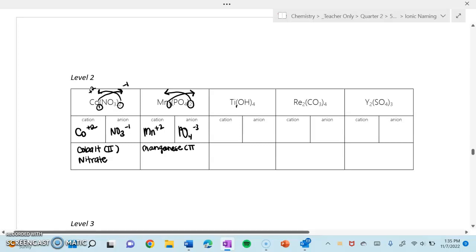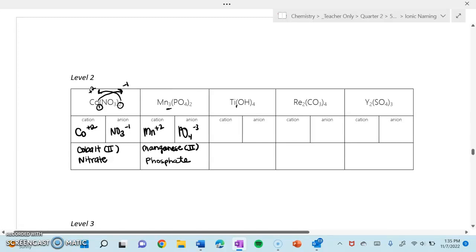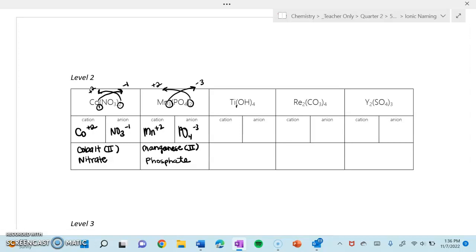Manganese 2. Remember, charge is the Roman numeral. It's not the how many. That's one of the common things I see with students. They'll look at the chemical formula and they'll say, oh, this is manganese 3 because there's 3 of them. Nope. It's not telling how many, it's telling the charge. So always do your reverse crisscross before you write the Roman numerals.